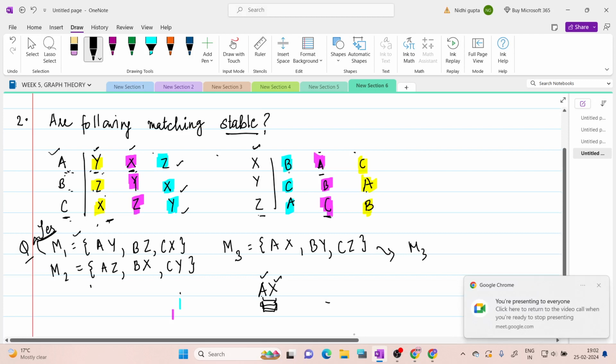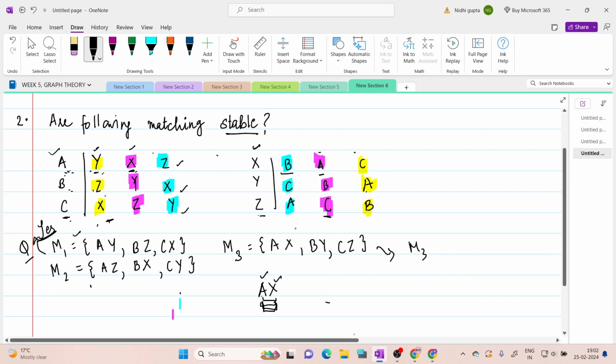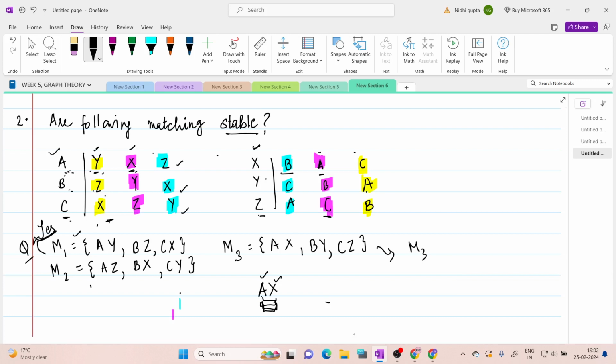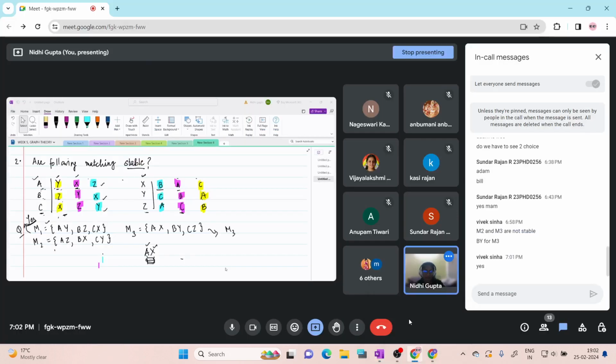Since X, Y, Z are getting their first preferences, if we look at any other pair, X, Y, Z won't be happy. So this matching won't have any blocking pair. So this is also a stable matching, because X, Y, Z are getting their first preferences. If we look at any other pair other than XB, YC, ZA, X, Y, Z won't be better off.